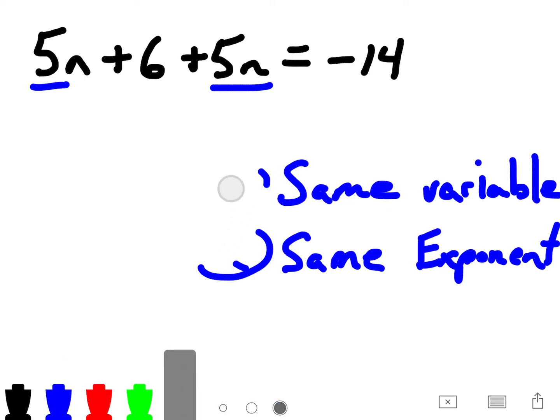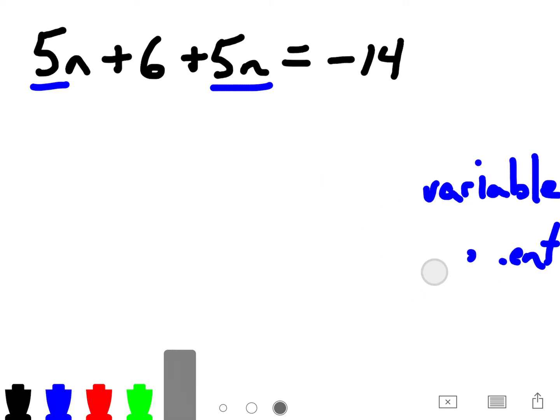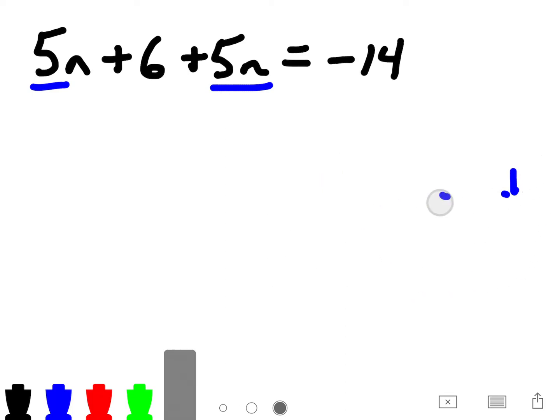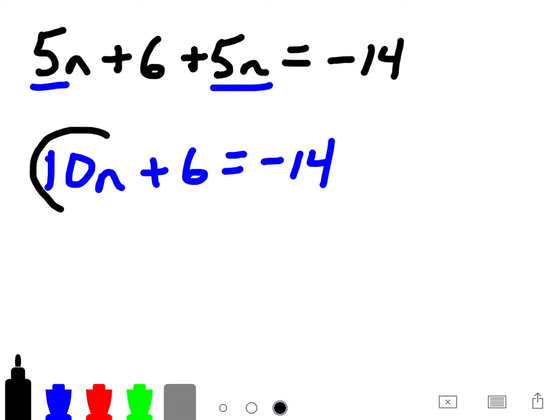Okay, so I know that my 5n's both have the same letter and the same exponent, the same power. So let's actually add them together. 5n and 5n smashed together is going to make 10n. I still have the plus 6 because that hasn't changed, equals negative 14. So now I'm going to circle my term that contains my variable, because now it's just a two-step equation, right? We simplified it.